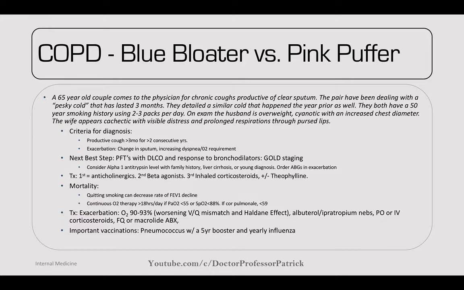You want to start duonebs, or albuterol ipratropium nebulized. You can try PO or IV corticosteroids, and then you can try a fluoroquinolone or a macrolide antibiotic. Usually the macrolide antibiotic is thought to decrease inflammation within the lungs, so that's used even if you don't think this is a bacterial cause, maybe a URI causing this. Important vaccinations that you need all your COPDers to get are pneumococcus with a 5-year booster and yearly influenza because they're at increased mortality.